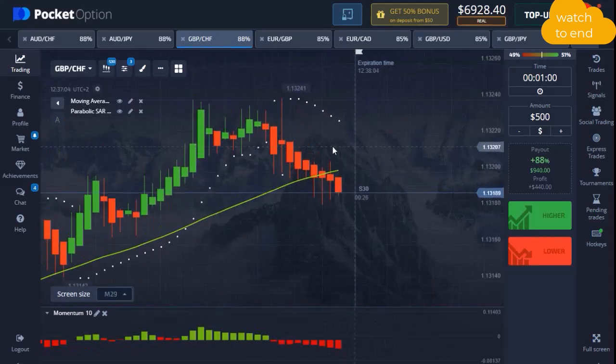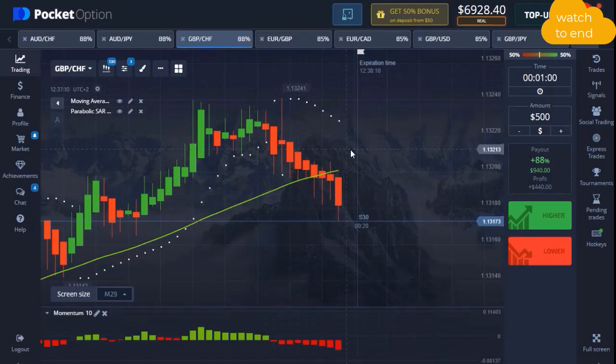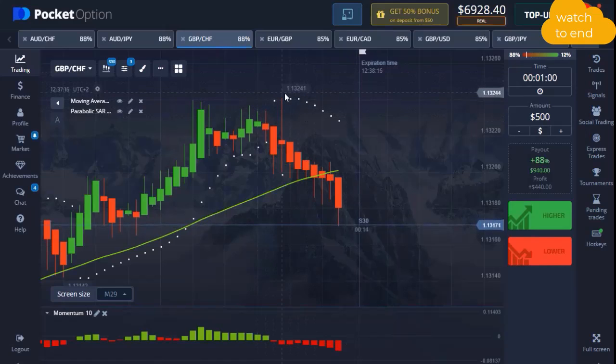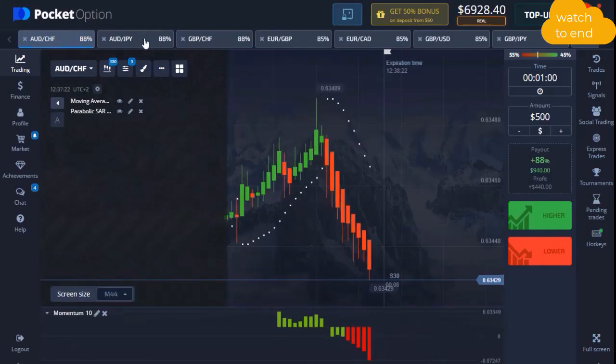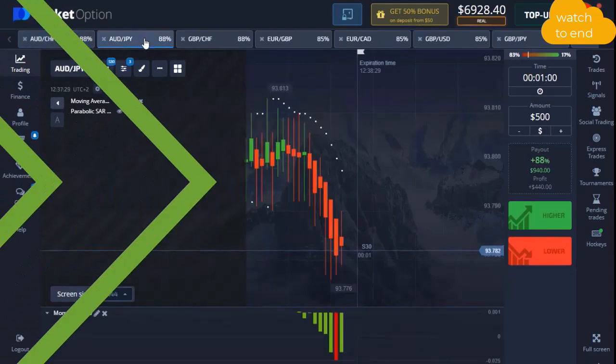What I want you to make sure of is that the parabolic is starting out, whether up or down. I'm going to analyze again and take my next trade. Before you take any signal, make sure the parabolic points are up to 3 or 4. Let me take another trade so that I'll show you another method.